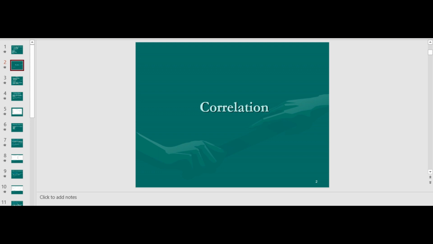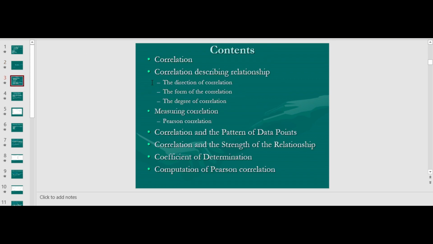We can notice that a correlation requires two scores for each individual, one score from each of the two variables. The contents which we will cover in today's lecture: we will learn about correlation in research situations, and correlation as describing the relationship. When describing the relationship, we will learn the direction of the relationship, the form of the relationship, and the degree of the relationship.